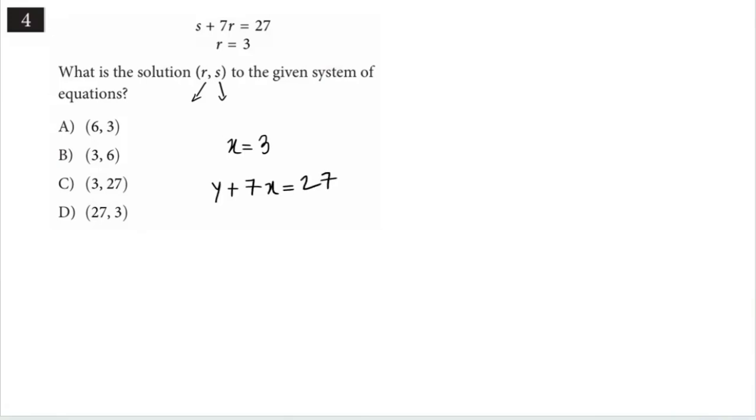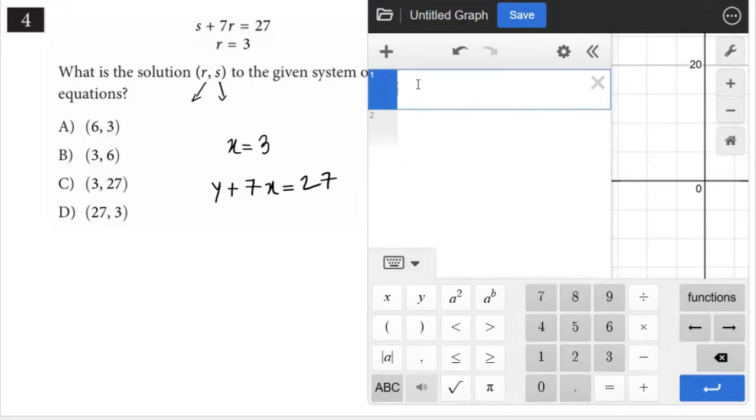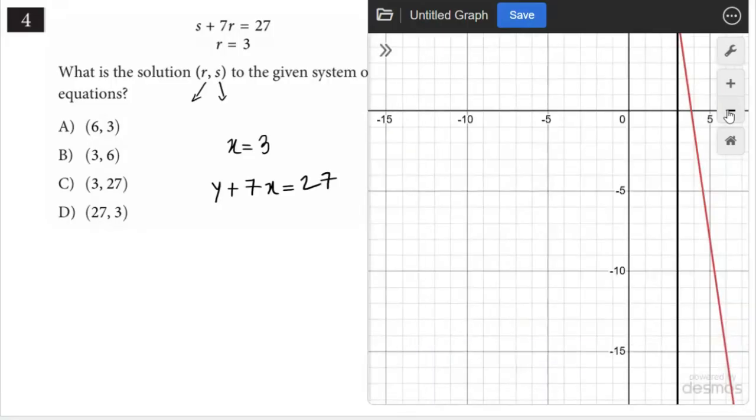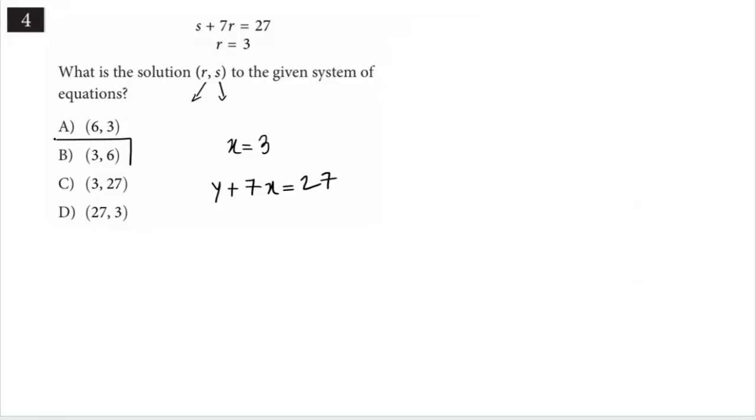So I can feed them into the Desmos graphing calculator. Let me just open the graphing calculator and I'm going to type these equations: x equals 3 and the other one is y plus 7x equals 27. So I've typed them. Let's take a look at the point of intersection. I'm going to zoom this out a bit. And this over here is the point of intersection. Can you see it clearly? It's given there. So B is the correct answer.